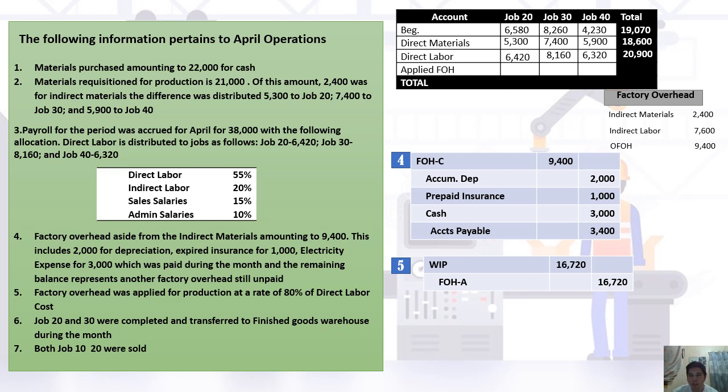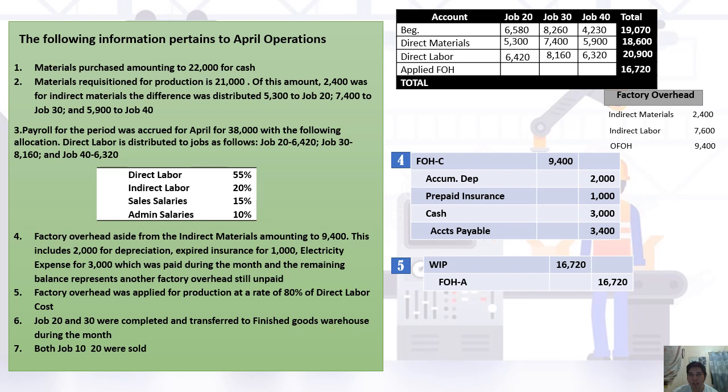However, dahil job order tayo, kailangan po nating basagin yung ating applied factory overhead to different departments. So, meron tayong job 20, job 30, and job 40. Isa-isahin nyo lang po, same formula. 6 for 20 times 80%.